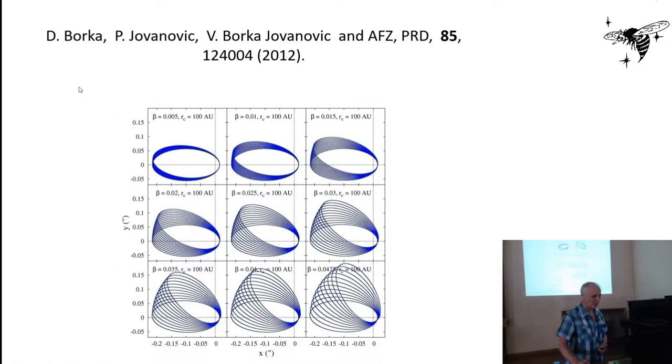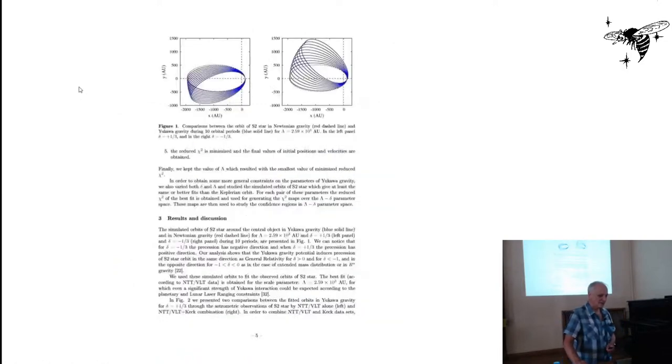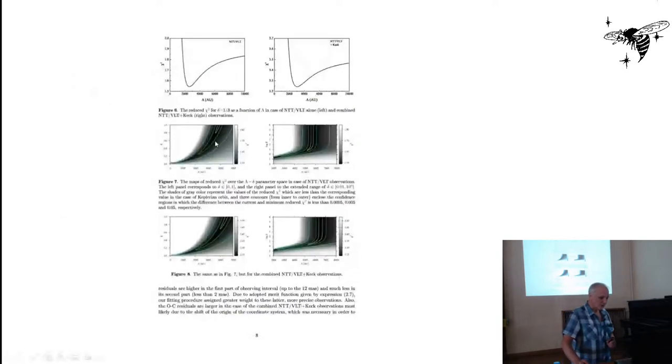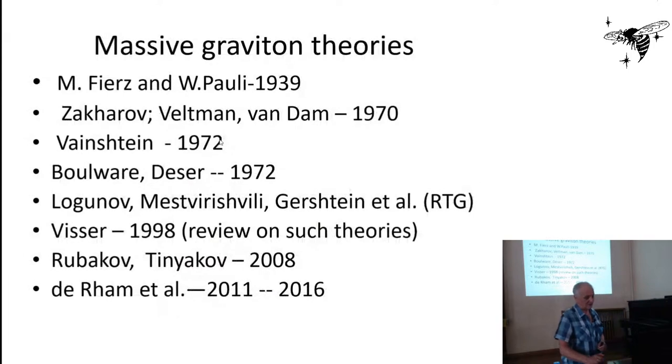And also Yukawa potential. We see many alternative theories of gravity predicted Yukawa potential as a weak field approximation for gravity. And also in this case, we could constrain this Yukawa potential. And also Yukawa potential could fit the S2 star. I will show you this trajectory of the S2 star, even better than Newtonian potential, because Yukawa potential also could explain relativistic redshift. Massive graviton theories.